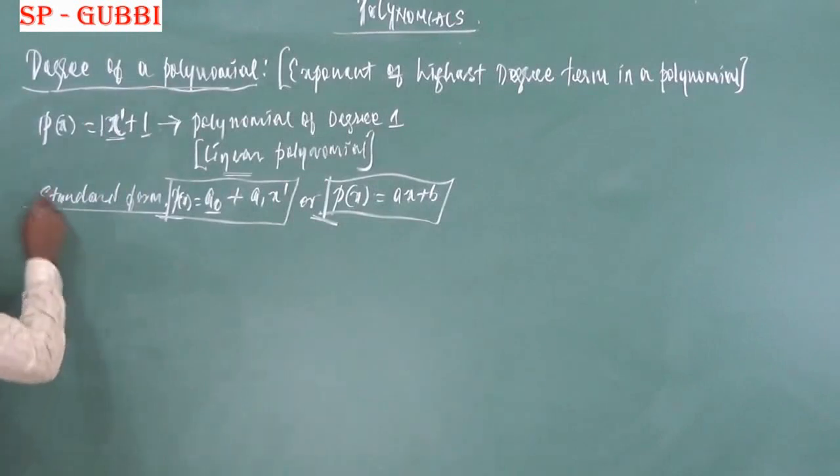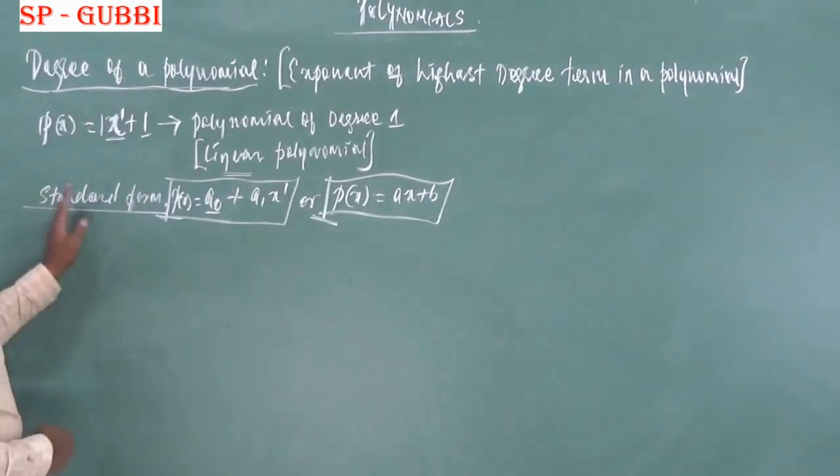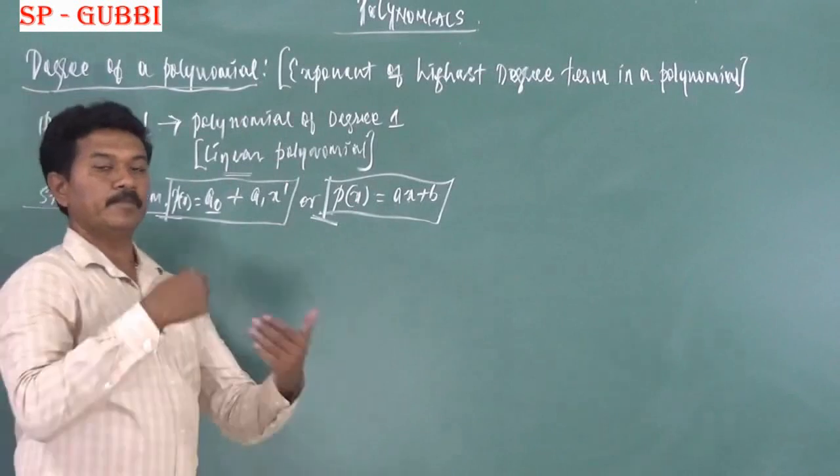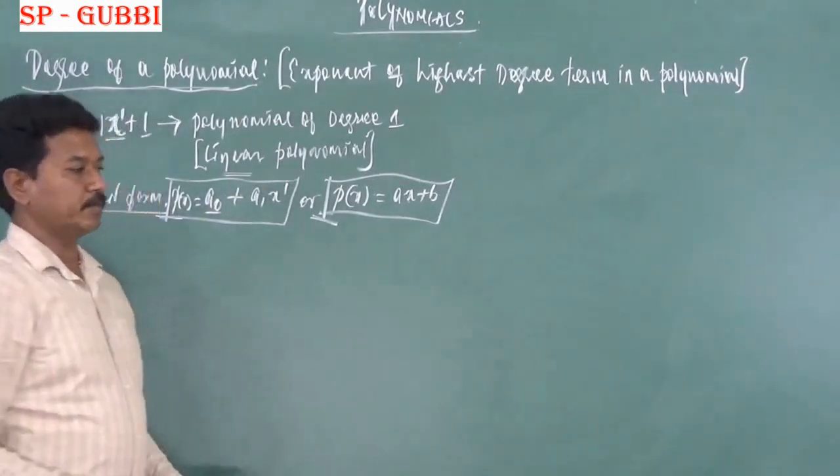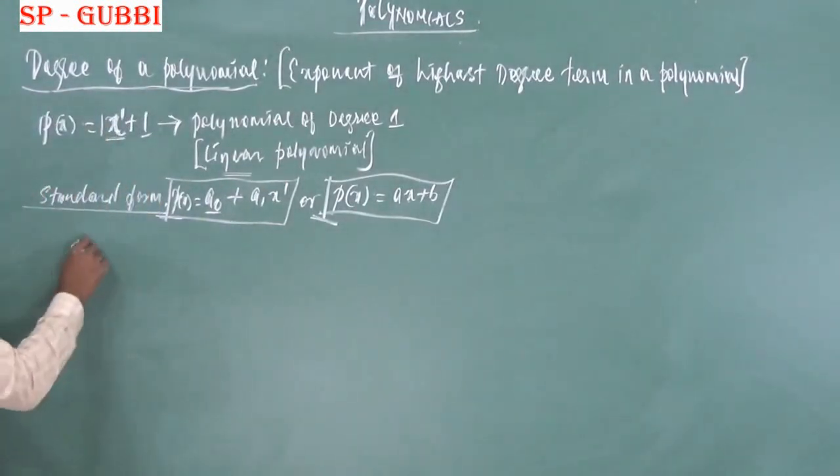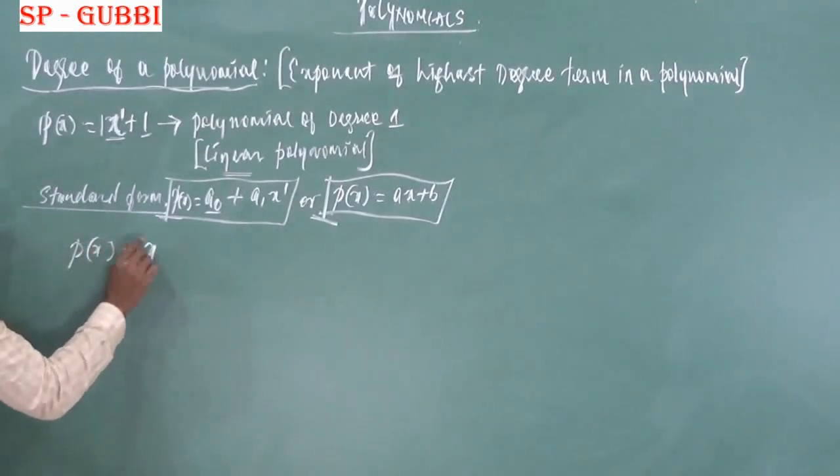So here one more important thing is, a linear polynomial may be a monomial or it may be a binomial. For example, p of x is equal to x, I will write and just keep quiet.